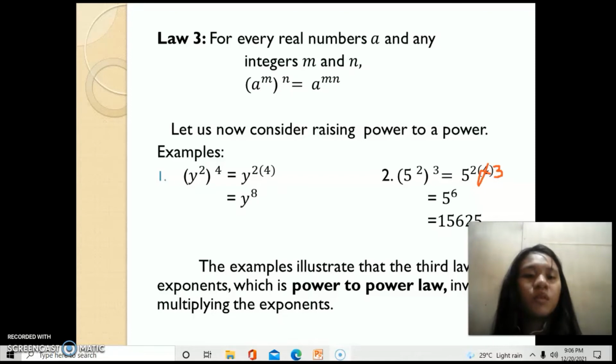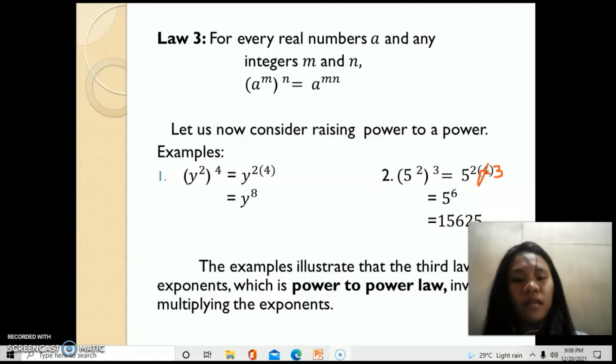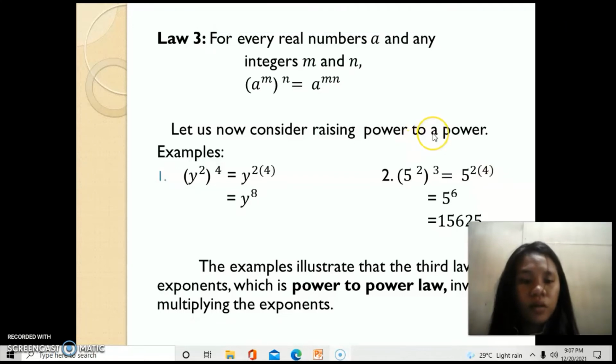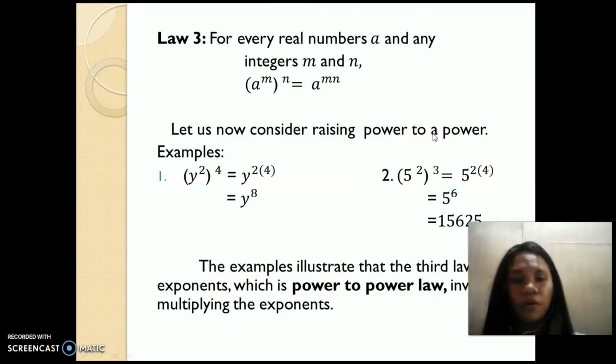We are going to multiply 5 by itself 6 times, which is equal to 15,625. The example illustrates that the third law of exponents, which is the power to power law, involves multiplying the exponents. So that was our law number 3. Next we have law number 4.